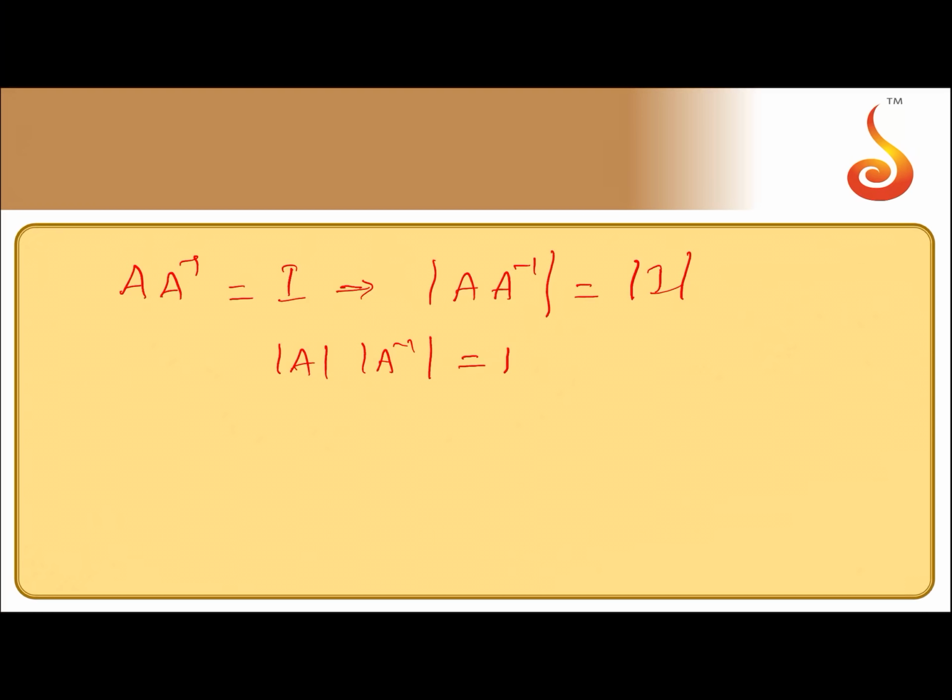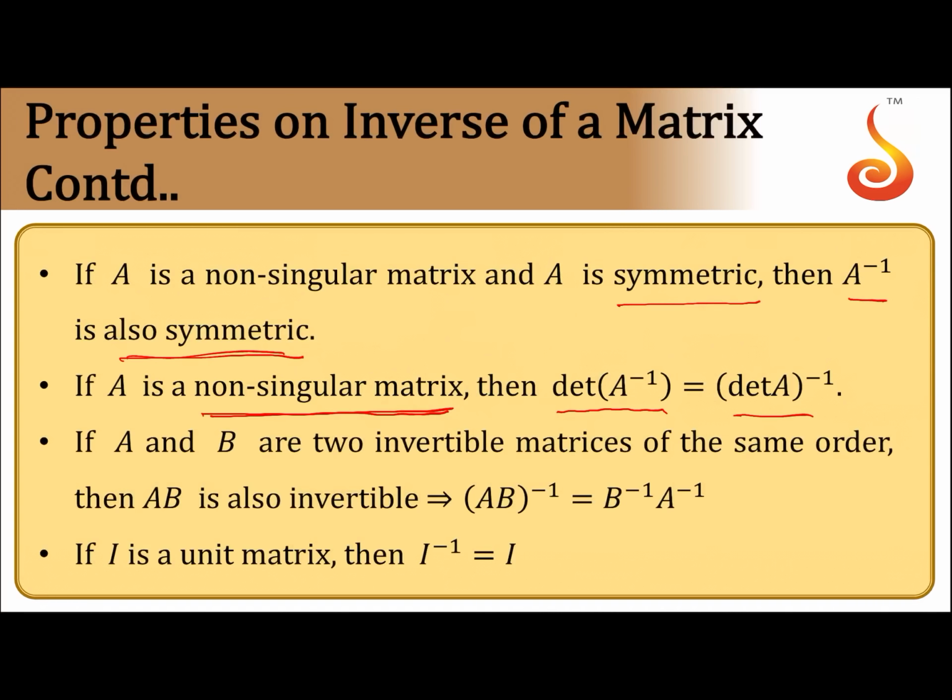Clearly you could see that the product is equal to 1, which means none of these values is 0, and I say determinant of A inverse is equal to 1 by det A. We know that det A is not equal to 0, because for the existence of A inverse, det A should not be 0. So that's the property: det of A inverse is equal to the inverse of det A.